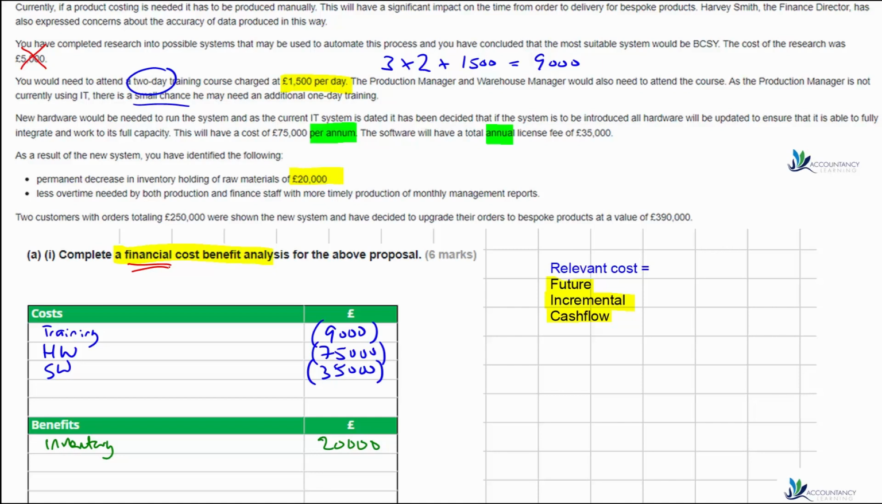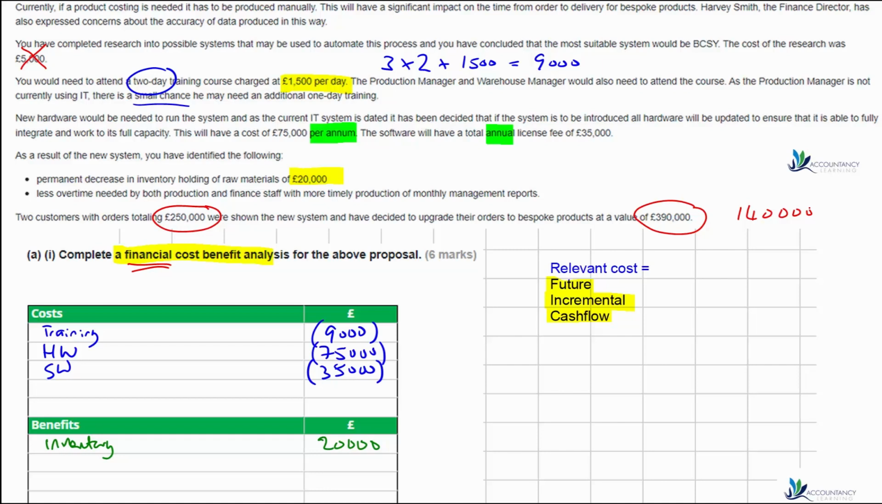And then we're also told 2 customers with orders totaling 250,000 were shown the new system and decided to upgrade their orders to bespoke products with a value of 390,000. So is that a future benefit? Well, yes, it is. But what is the incremental impact of this? So they were going to spend 250,000 anyway. So the incremental benefit is just the difference between the two. So they're going to spend an additional 140,000 on this. So that's the incremental benefit.